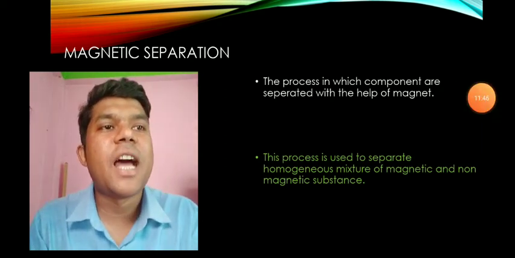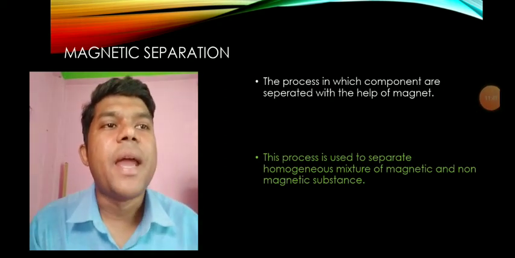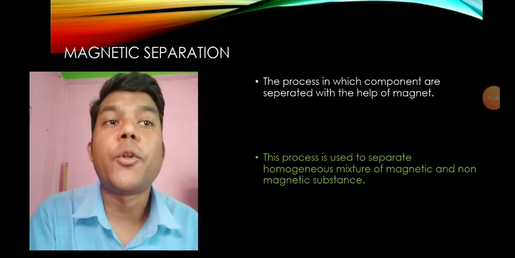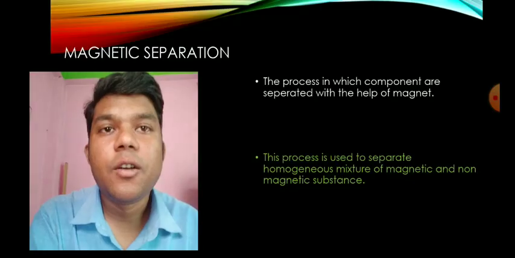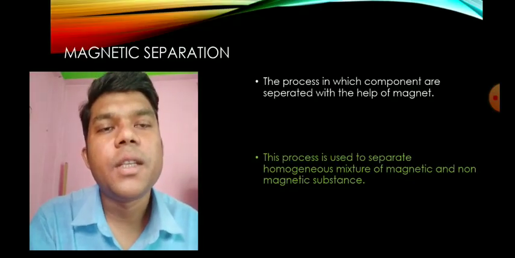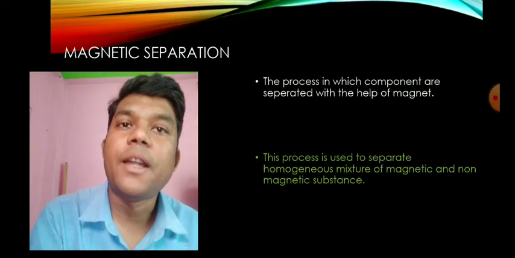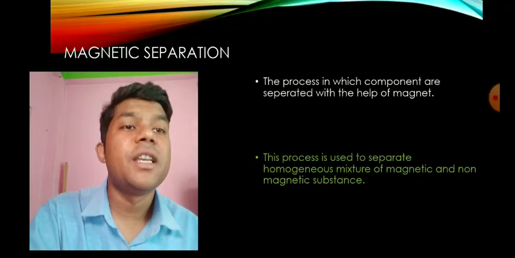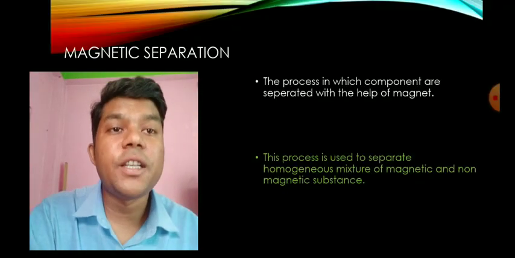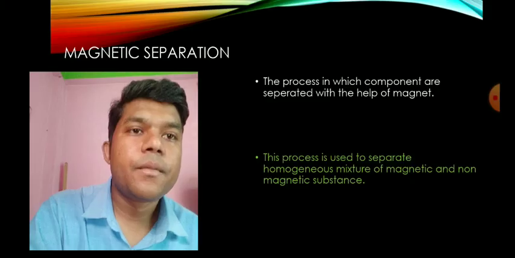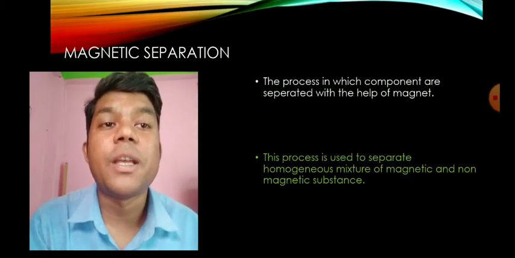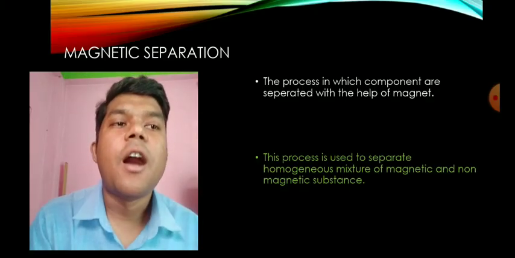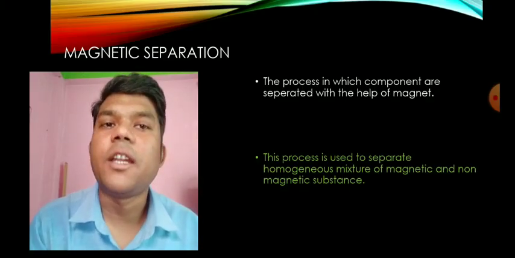And for today, the last is magnetic separation, the process in which components are separated with the help of a magnet. A magnet is used in this type of separation, which is called magnetic separation. This process is used to separate a heterogeneous mixture of magnetic and non-magnetic substances. Sorry, there was a mistake, not homogeneous.